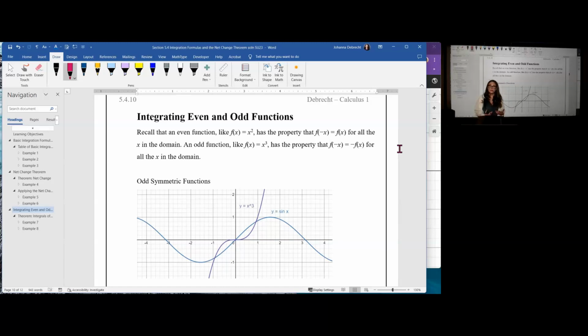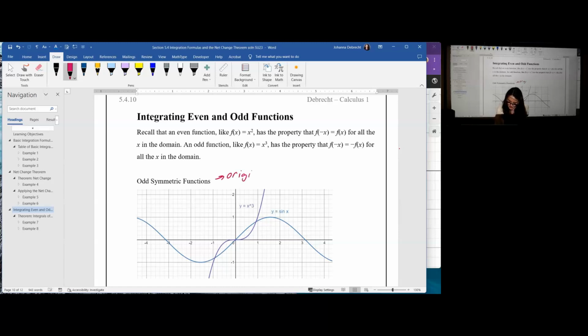Let's take a look and remind ourselves of what even and odd functions are and what they mean. Remember that to test for even or odd symmetry, we replace the independent variable with its opposite, x with negative x, or t with negative t. These two functions that you see graphed here, sine of x and x cubed, are odd symmetric functions, also called origin symmetric.